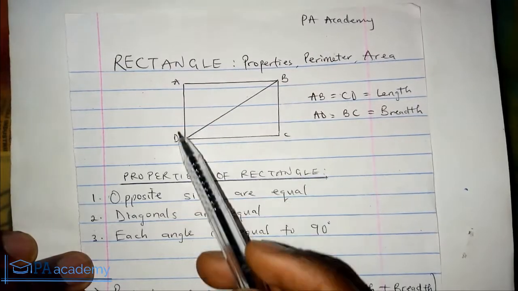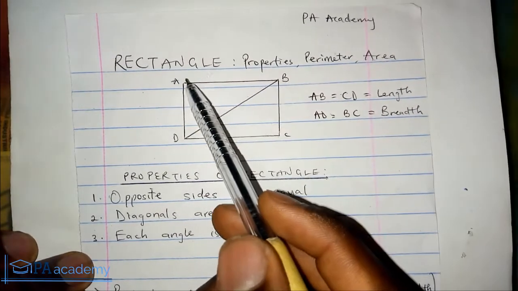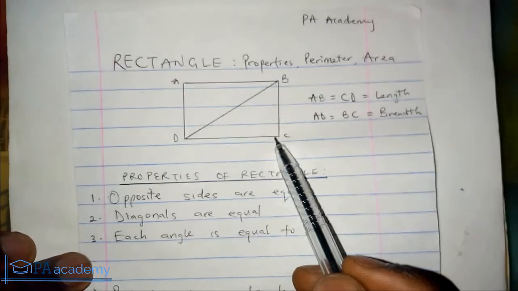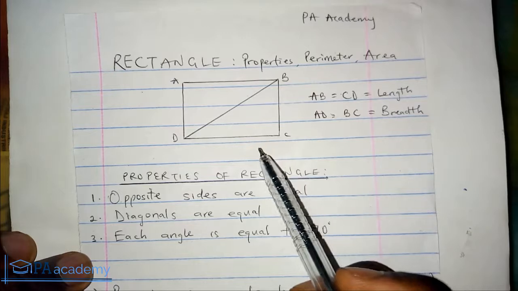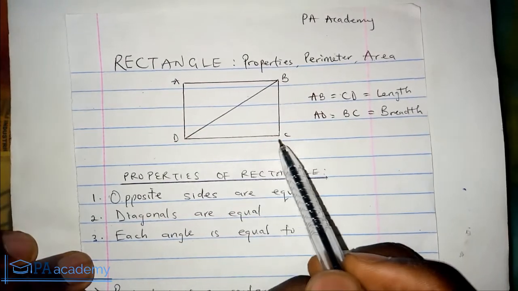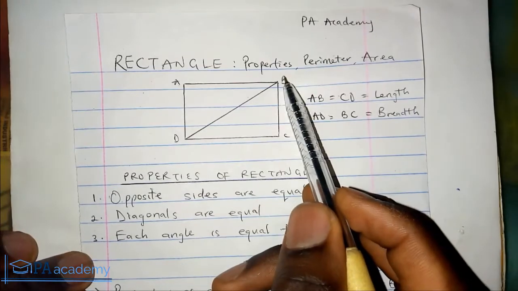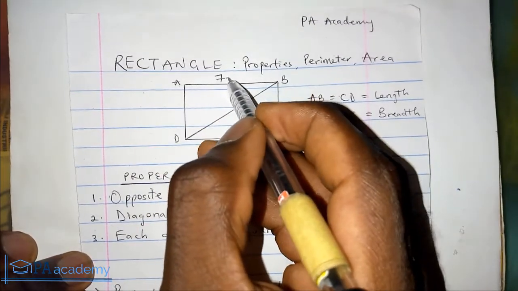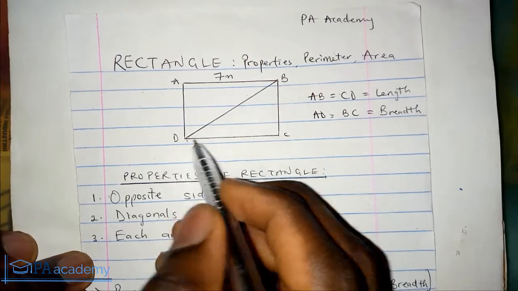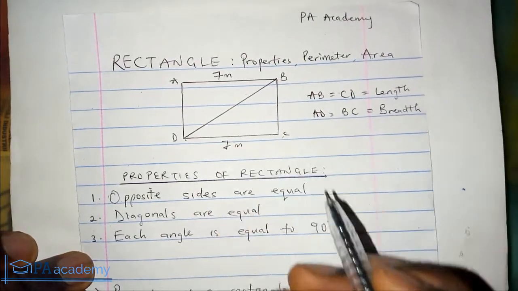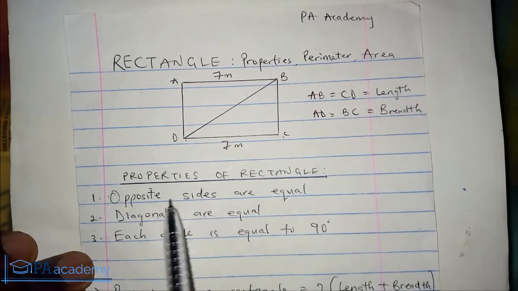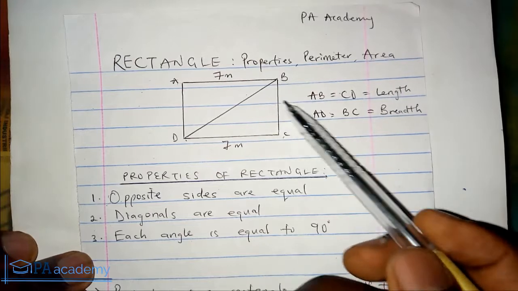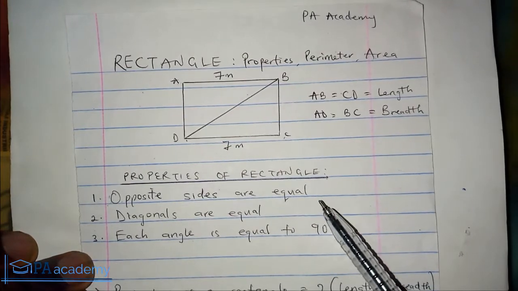So that means looking at this rectangle, if you look at A and B, this AB, and then if you look at this DC, they are on opposite sides. When we say they are equal, that means the length from D to C and from A to B are equal. So let's say the length of AB is 7 meters, then definitely the length of DC will also be 7 meters. So that's what this first property is saying, that opposite sides are equal. Likewise, AD and BC, the lengths are equal. So that's the meaning of the first one when we talk about rectangle.